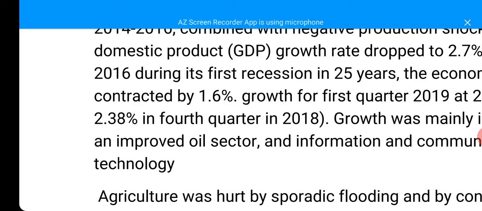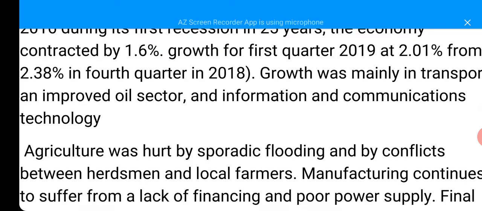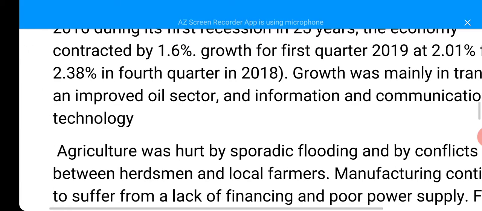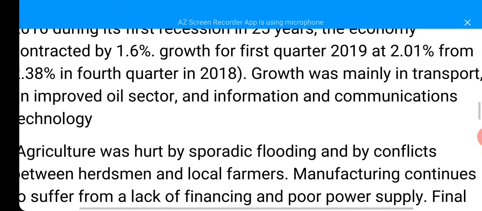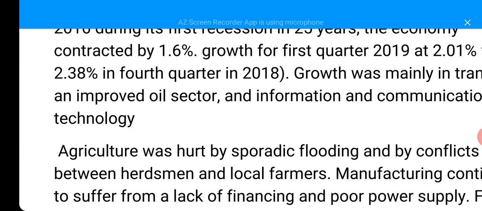But this growth was distorted in 2019. As at first quarter 2019, the growth rate dropped again to 2.01%. And the growth that was actually recorded in the gross domestic product was mainly in the service sector, the transportation sector, the information and communication sector, and a little improvement in oil sector.